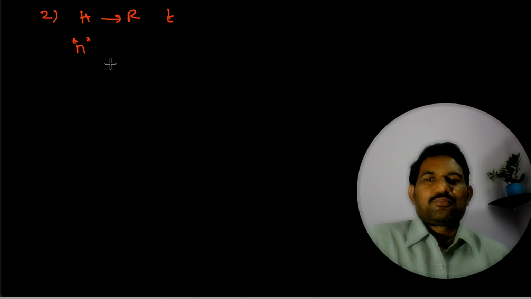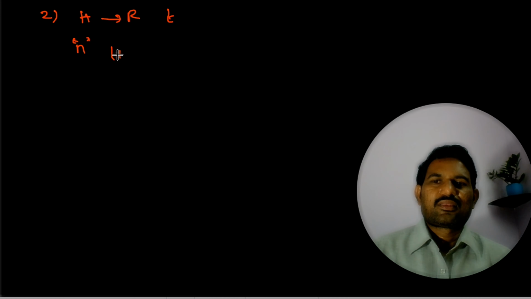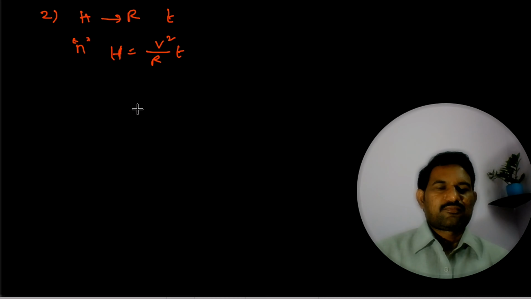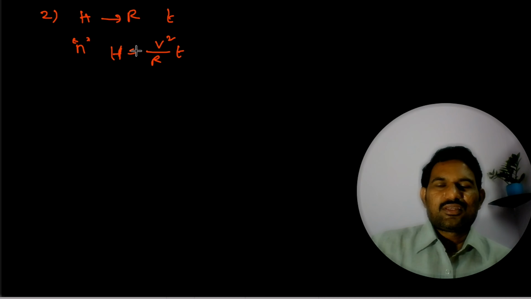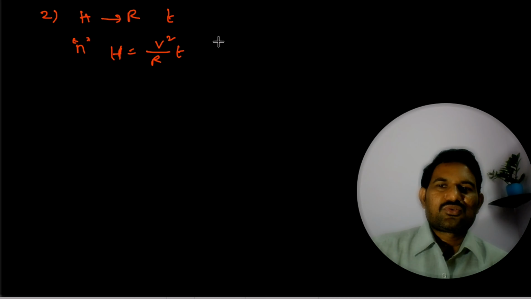If one of the pieces is connected across the same source, then find the heat produced in it. Right? So now see this. Then H is the amount of heat energy produced in a single resistor when it is connected across the source. So we can write V square by R into T.